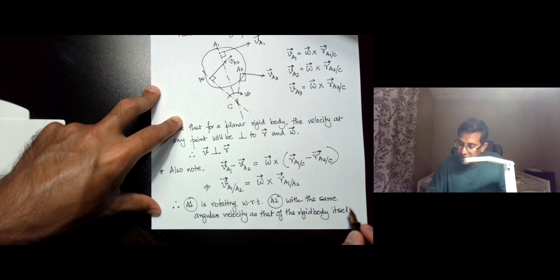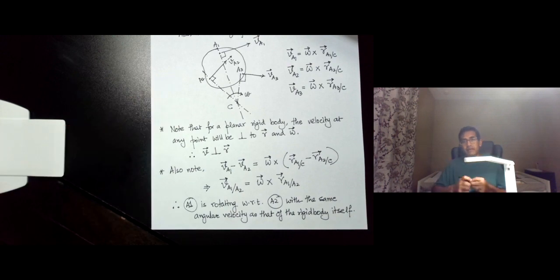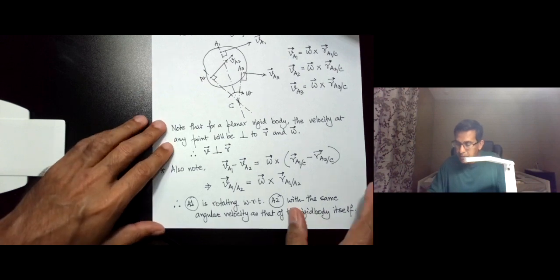itself. And this is the first point that we made, that whenever we consider a planar rotation of a rigid body, then any point on the rigid body can be considered to be rotating with respect to any other point on that rigid body with the same angular velocity as the angular velocity of the rigid body itself. And that is being confirmed over here. So in other words, let me just make another sketch to show this idea from a slightly different angle.